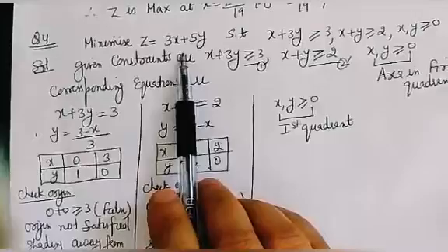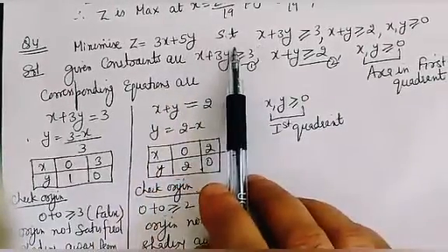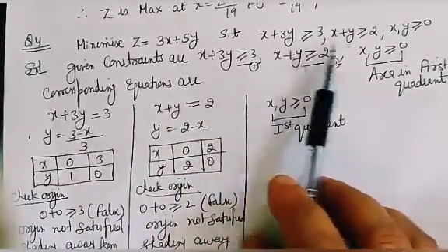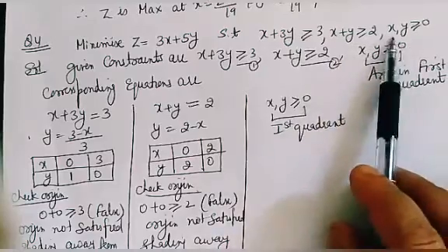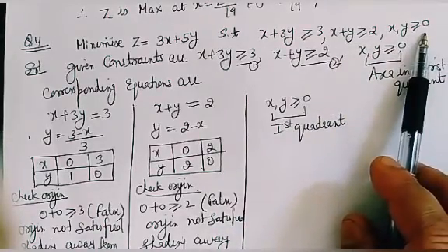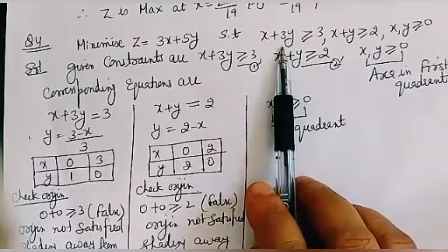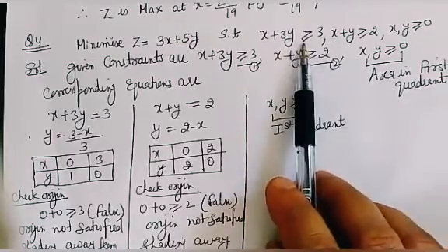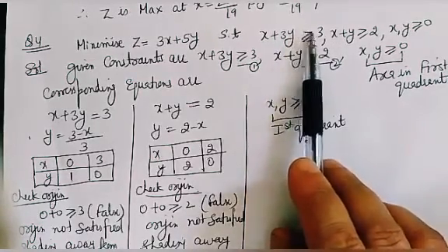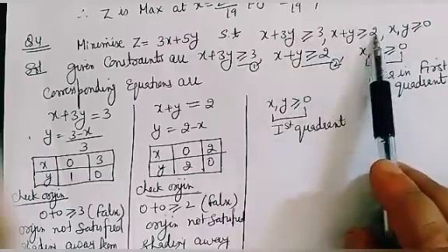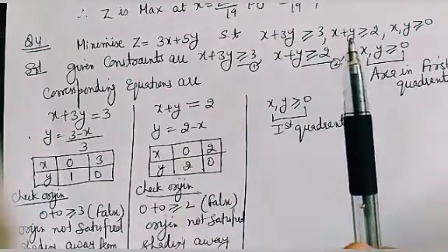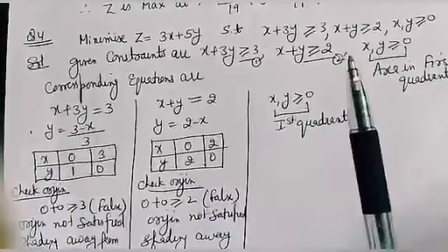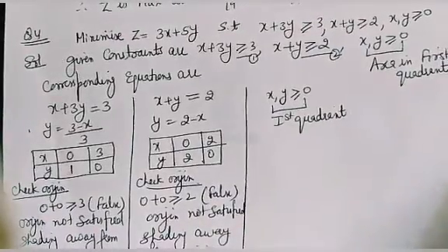Z is equal to 3x plus 5y such that x plus 3y greater than or equal to 3, x plus y greater than or equal to 2, and x, y greater than or equal to 0. Okay. So one thing from these two inequations we can judge: as the inequations involve both signs as greater than or equal to, that means this feasible region is going to be an unbounded one. Okay. So let us see.